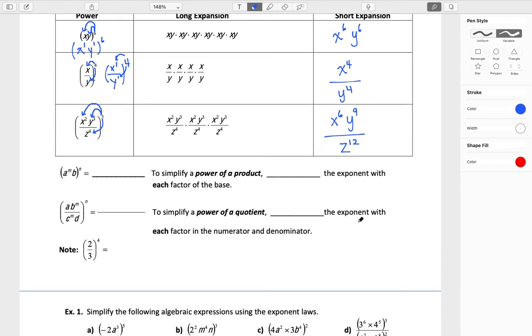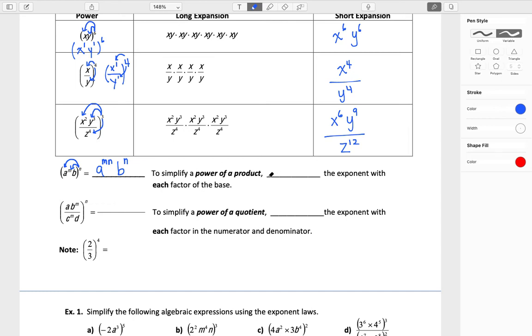So in summary, what do we know? When you have, let's say, different variables inside the bracket and you have a power, this exponent applies to all the different variables. So in this case, it will be a to the m times n and b to the n.